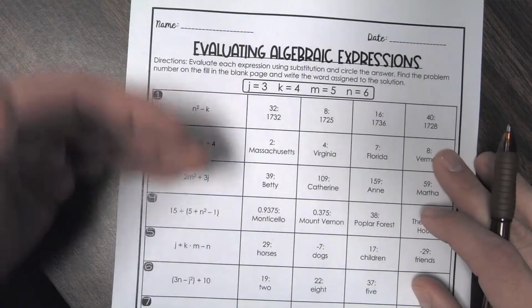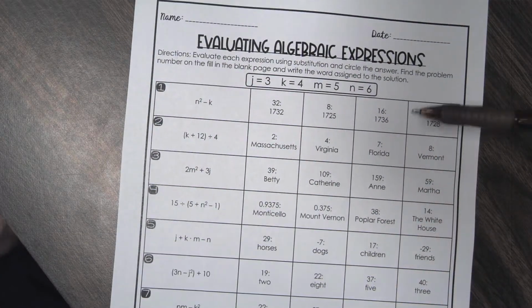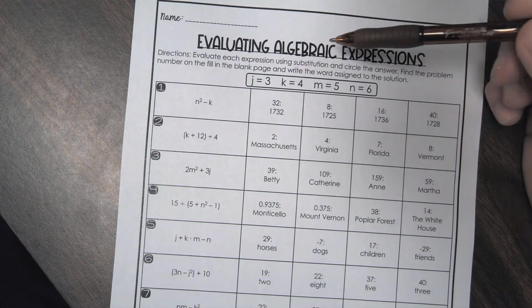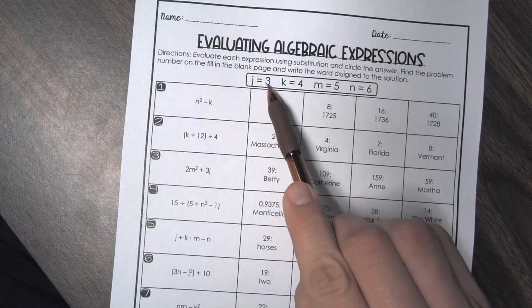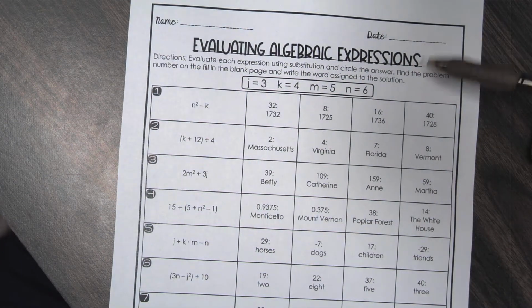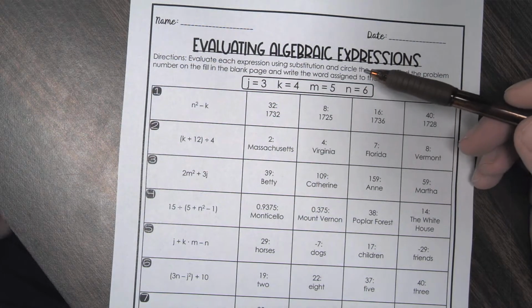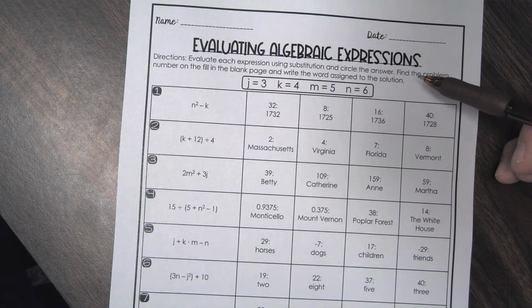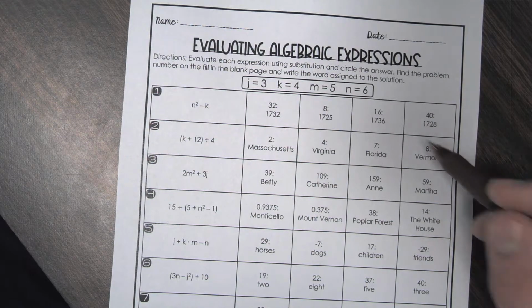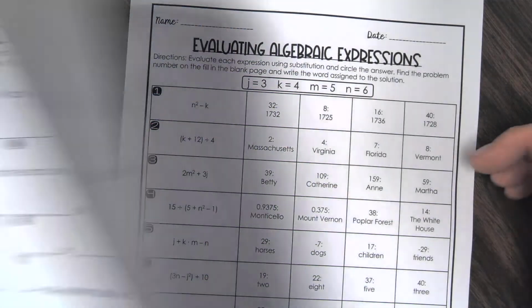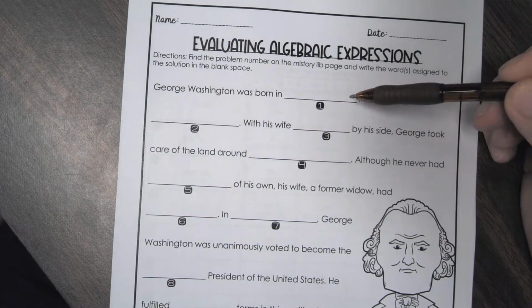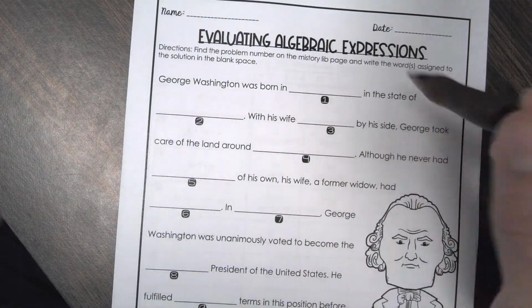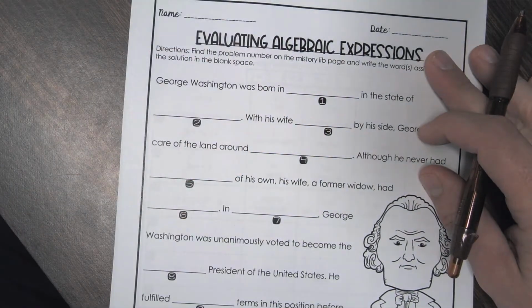Okay, so you're just going to go down the list, and then it tells you to evaluate each expression using substitution. So you just replace the variable with what number they give you it equals, and then circle the answer. Then find the problem number on the fill in the blank page and write the word assigned to this. Once you find your answer, it gives you a word, and you go to this page and fill in. So like number one, whenever you get the answer, you're going to put that word right here on number one and just go down the list.